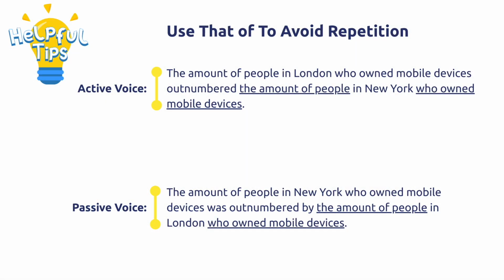Okay, the next tip is to use that of to avoid repetition. When you look at variable Y, you can see that there is a lot of repetition that you need to write. You can just eliminate this using that of. Let's look at an example from earlier and see where the repetition is. The amount of people in London who owned mobile devices outnumbered the amount of people in New York who owned mobile devices. I'm sure you can see the repetition there.